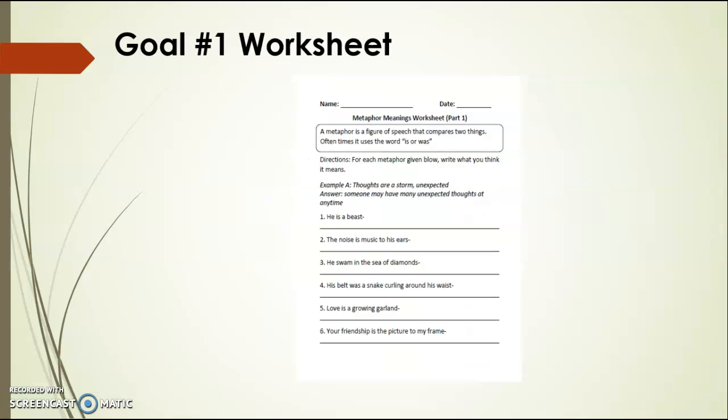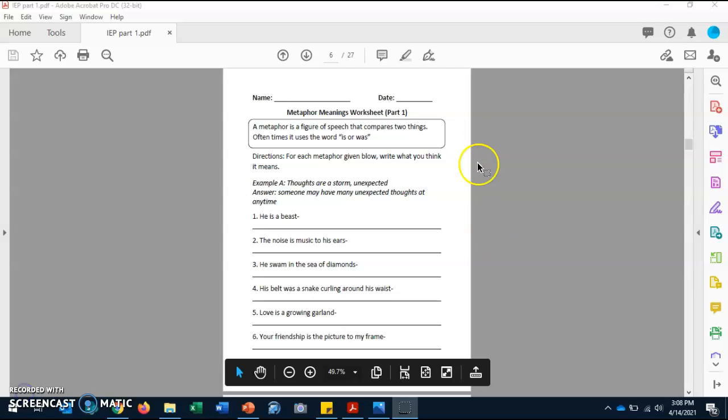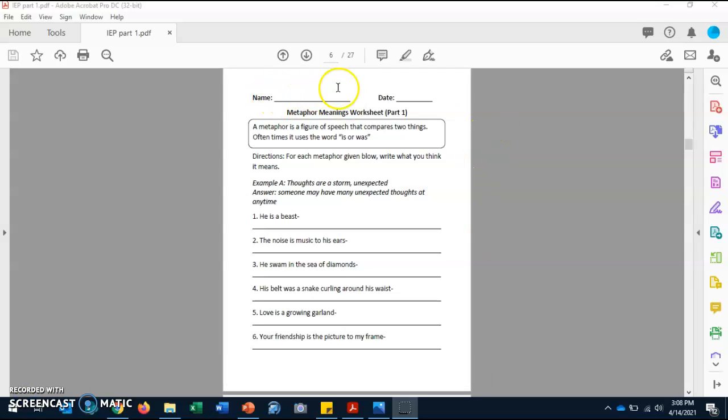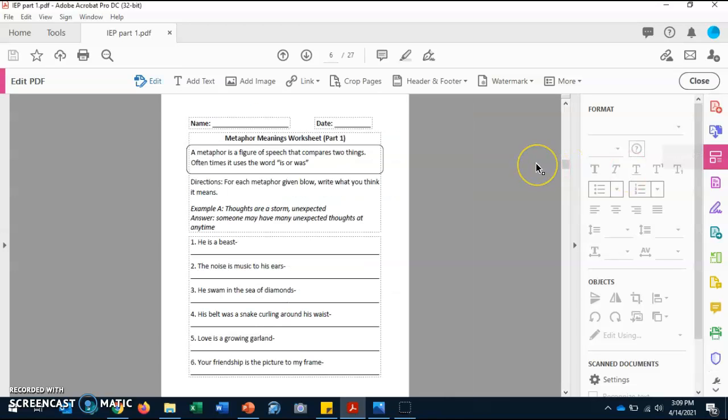So for today, we're going to be working on metaphor meaning worksheets part 1. Your worksheet should look like this. It has 1 through 6 questions. So if you can please take out this worksheet so we can work on it together. Do not forget to write your name on the left top corner and the date. Today is April 15, 2021.